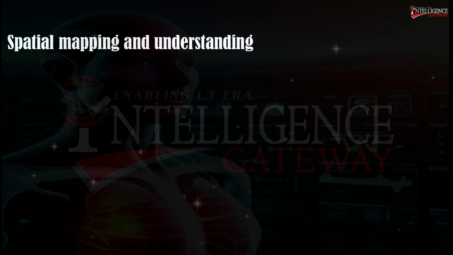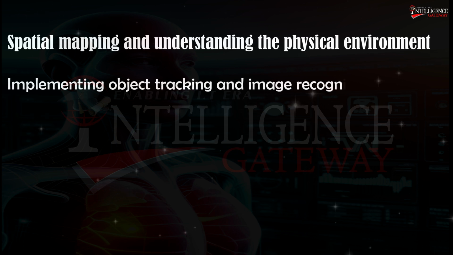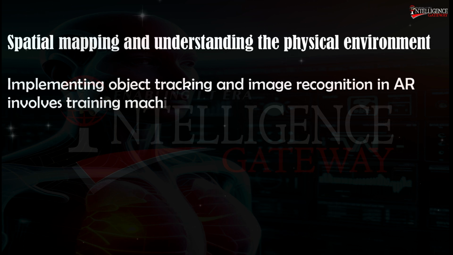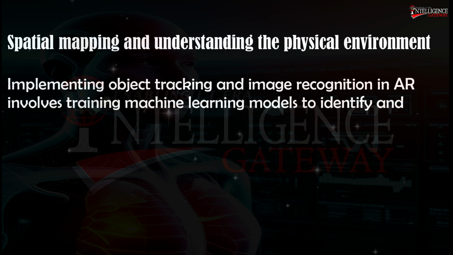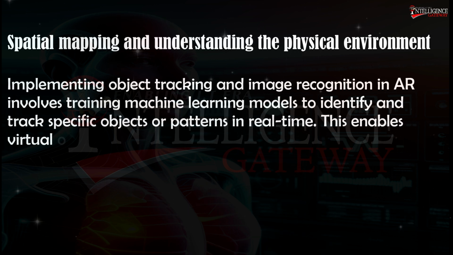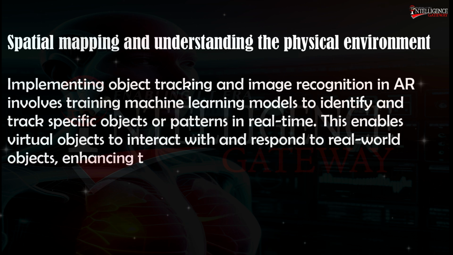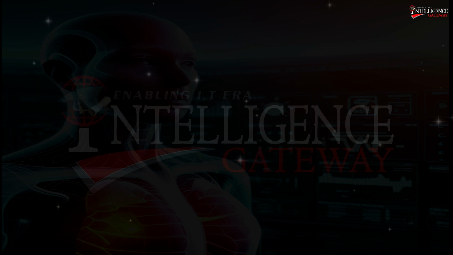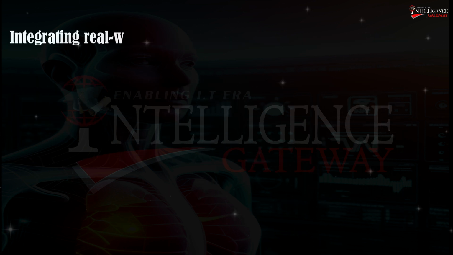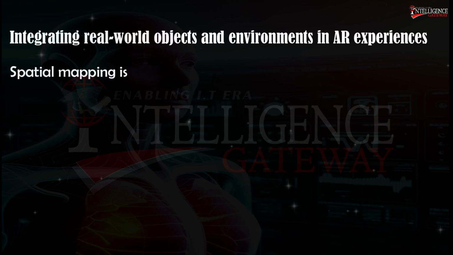Spatial mapping and understanding the physical environment. Implementing object tracking and image recognition in AR involves training machine learning models to identify and track specific objects or patterns in real time. This enables virtual objects to interact with and respond to real-world objects, enhancing the overall AR experience.